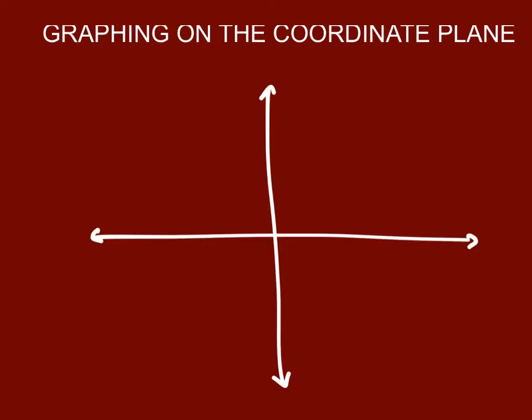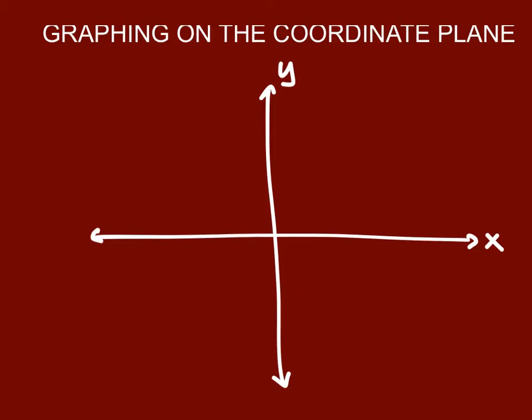Hi there. In this video, we're going to be talking about graphing on the coordinate plane. Now, a coordinate plane is comprised of two axes. I have a horizontal axis that I'll call my x-axis, and then I have a vertical axis that we'll call the y-axis. What we're trying to do is use this grid to plot points.